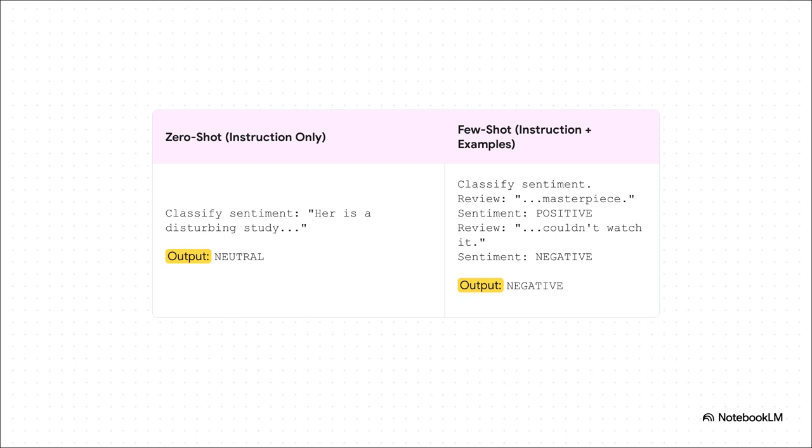On the left, you've got zero-shot prompting. We just give the model an instruction. Classify this, but we don't give it any examples. And look, it gets it wrong, calling the review neutral. But then on the right, we use few-shot prompting. Same instruction, but this time we provide a couple of examples of what good looks like. And bam, it correctly identifies the sentiment as negative. It just goes to show how critical providing examples is for dialing in the accuracy.